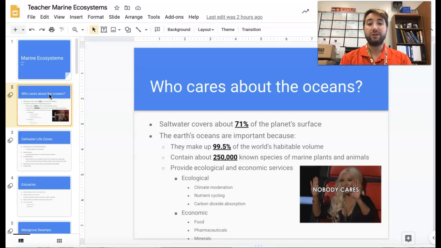Services that the environment provides for you are called ecological services or ecosystem services. We'll talk more about them later, but here are some ecosystem services of the ocean. The first one is climate moderation. The land actually heats up a lot more quickly than the water does, and it's due to the specific heat of water, which you probably learned about in chemistry.